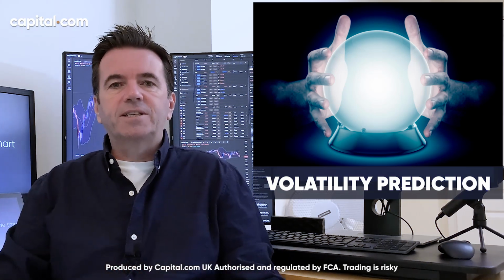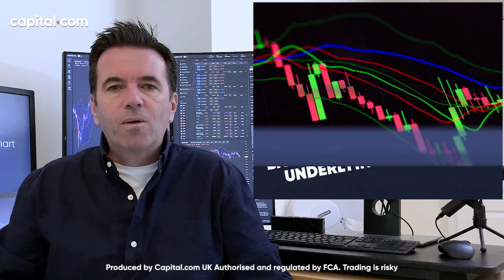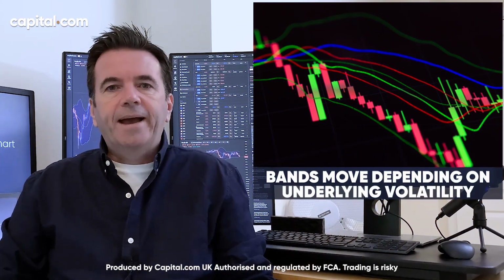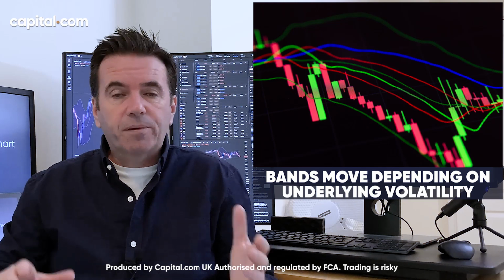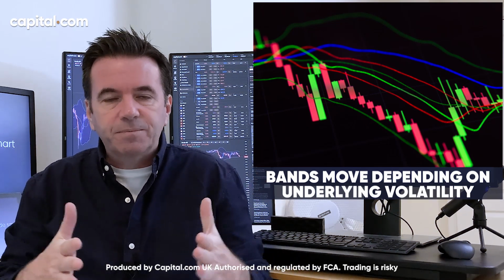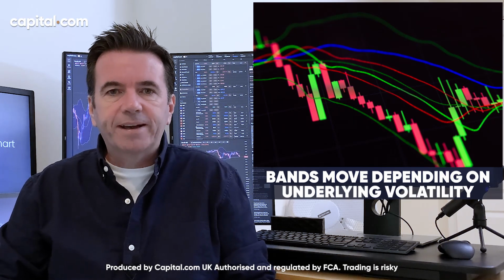In periods of high volatility, when the market is really moving one way or another, the bands move further apart. And then as volatility drops, as the price swings become smaller, we see the bands narrow and contract and move closer to that 20-day moving average.